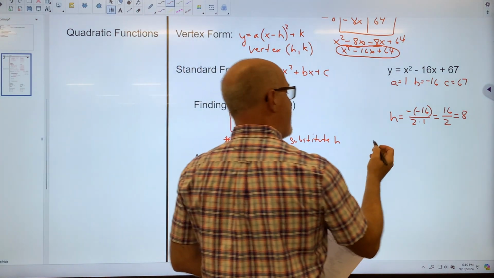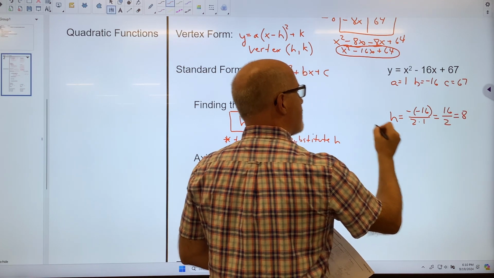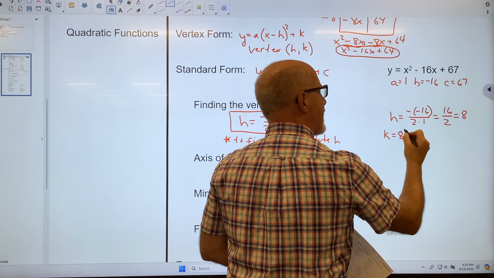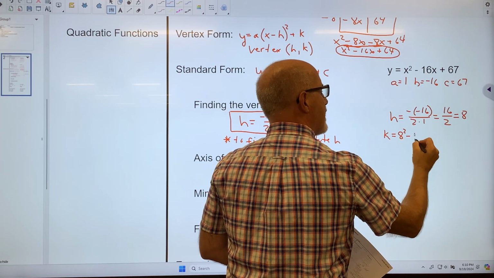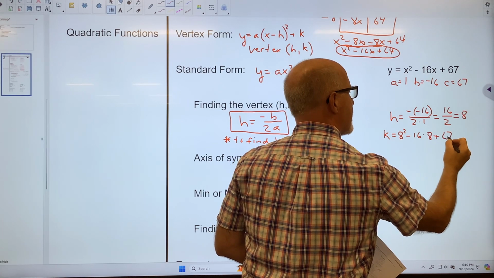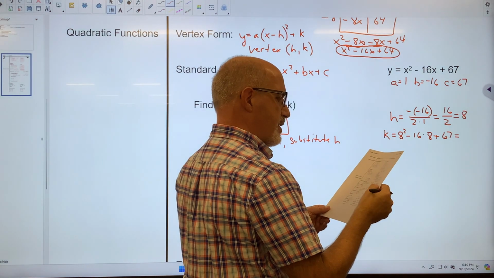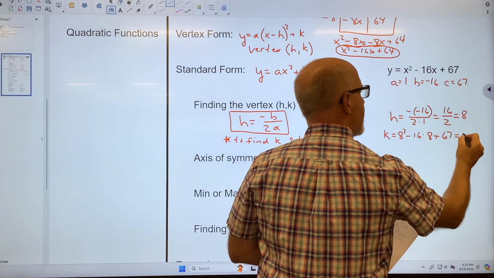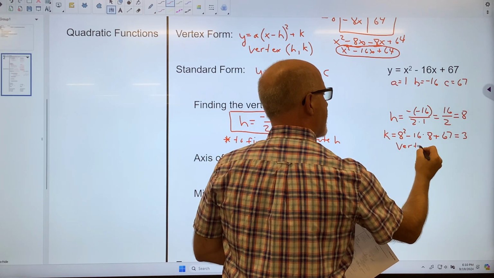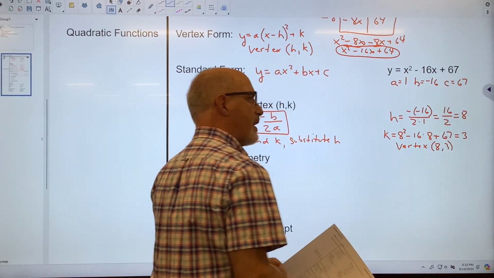Now to find the y value, the k value for the vertex, you go ahead and put it into the equation. So we'll put 8 in for x, so we'll have 8 squared minus 16 times 8, and then plus 67. And when I calculate that out, I get a vertex value of 3. So my vertex here will be 8, 3 for my x and y at the vertex.